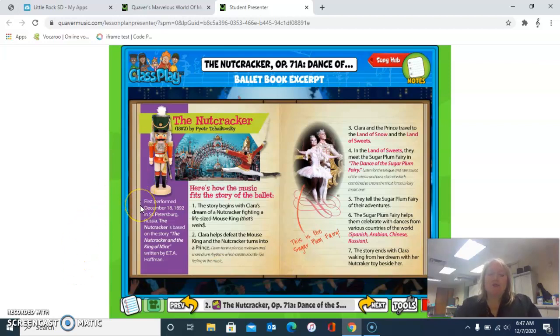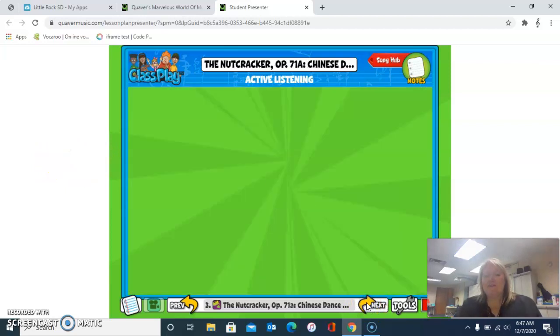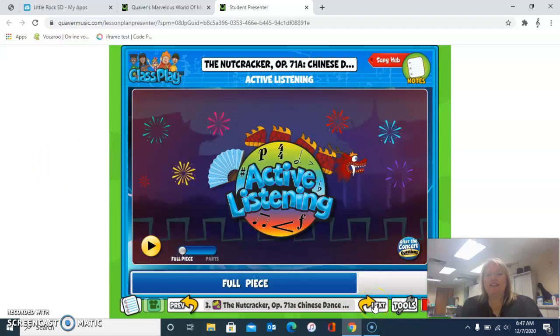It says this was first performed December 18th, 1892, in St. Petersburg, Russia. It's based on the story, The Nutcracker and the King of Mice, written by E.T.A. Hoffman. And we're going to go ahead and click next to take us to the Chinese dance.